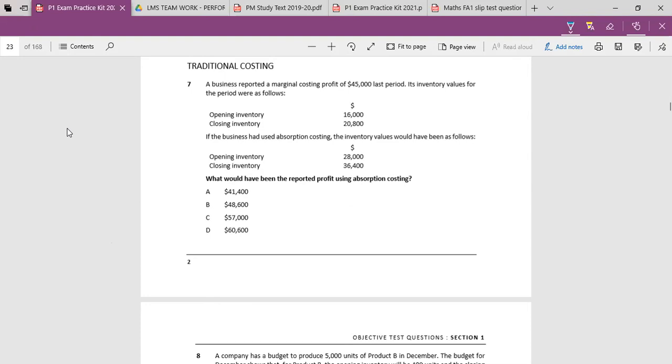So I want you also to work it out. Traditional costing, seventh one. A business reported a marginal costing profit of 45,000 last period. Its inventory values for the period were as follows. The opening inventory is 16,000, closing inventory is 20,800. If the business had used absorption costing, the inventory values would have been as follows. The opening inventory would have been 28,000, closing inventory would have been 36,400. What would have been the reported profit using absorption costing? So from the variable costing, that is marginal costing profit, we have to come to the absorption costing. So a reconciliation statement has to be prepared. I will put the solution in the Excel file. The numericals which we will be working, I will put them in the Excel file.